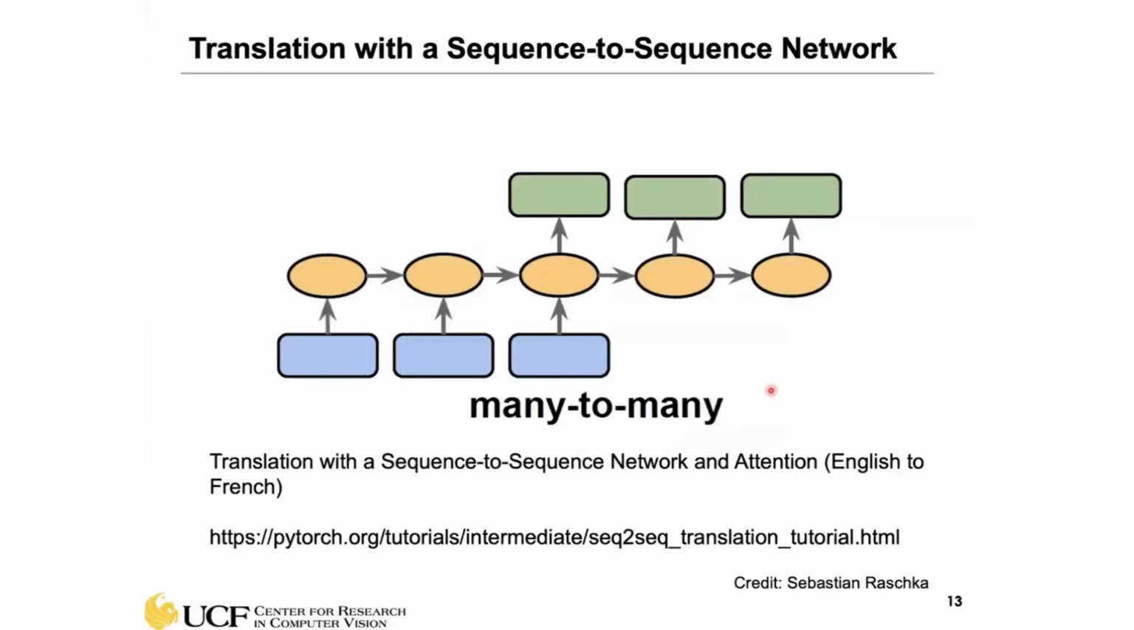Another very common application is sequence to sequence modeling, such as language translation. Again, this is many-to-many mapping. We have an input sequence, and we also need to generate an output sequence, maybe in a different language. In this kind of sequence to sequence network, usually there is an encoder and a decoder.